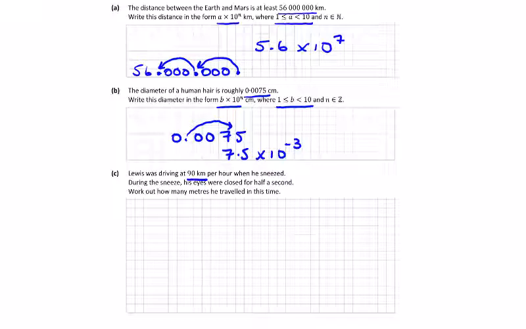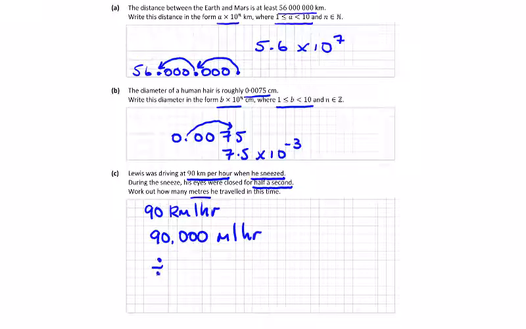Lewis was driving 90 kilometers an hour when he sneezed. During the sneeze, his eyes were closed for half a second. How far did he travel in this half a second? Well, 90 kilometers an hour. We're looking for it in meters. So 90 kilometers an hour will be 90 kilometers, 1,000 meters, 90,000 meters per hour.